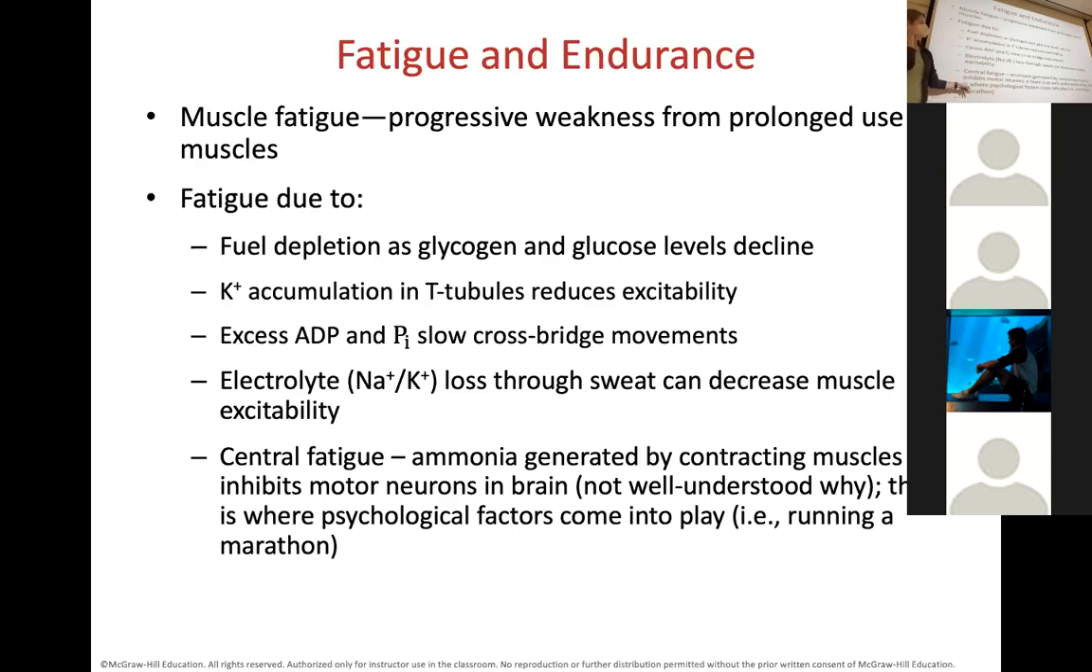And then this last one is really interesting, mostly because we don't really know a whole lot about it. We know that ammonia is generated by muscles when they contract. That ammonia is just a byproduct, a waste product. That ammonia essentially inhibits motor neurons in the brain. So it's not directly inhibiting the muscle contraction, it's inhibiting the neurons that are sending signals to the muscle to contract. And that's the part that's not really well understood, why ammonia inhibits those motor neurons. So from a molecular point of view, that's not well understood.